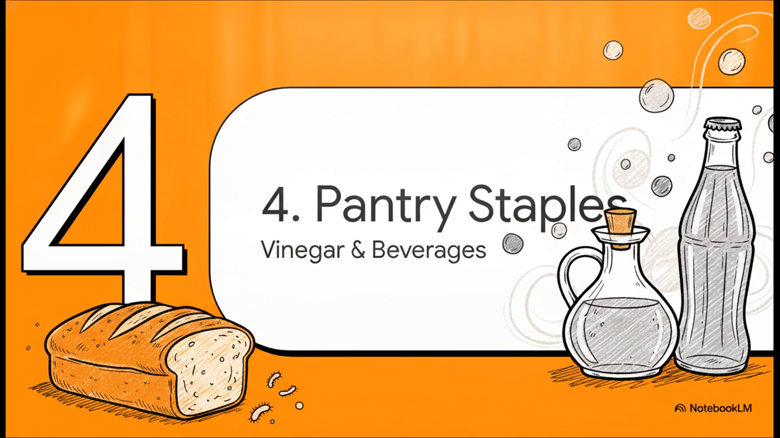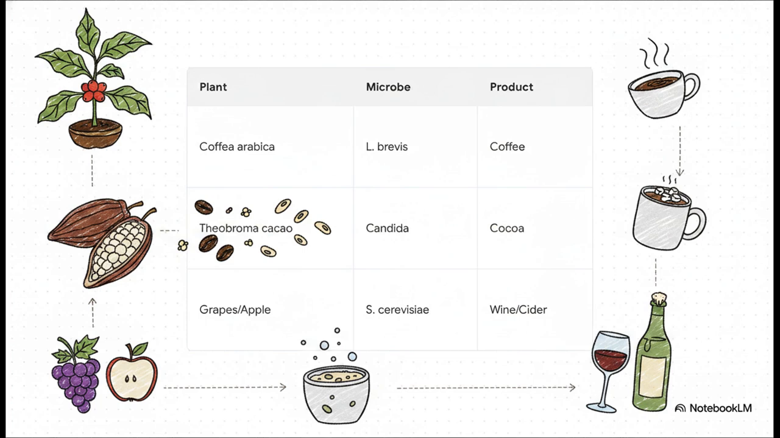Time to step into the pantry. We really owe our morning energy and our evening relaxation to specific microbial strains. To get our coffee, a microbe called Lactobacillus bravis is used to expertly separate the seed from the fruit of the coffee Arabica plant. A very similar separation process happens for cocoa seeds, but using Candida and Saccharomyces. And of course, for your wine and cider, the famous baker's yeast, Saccharomyces cerevisiae, is the star of the show, used for the fermentation of grape and apple juice.